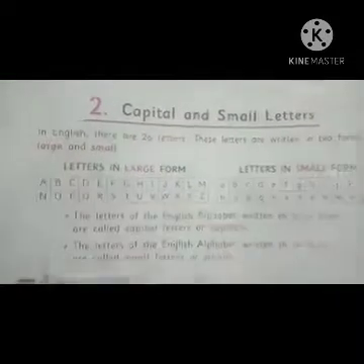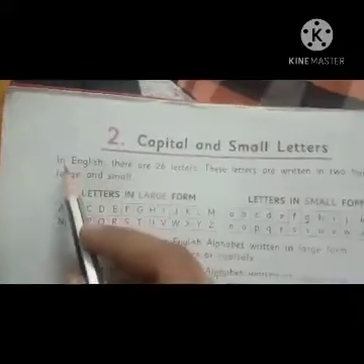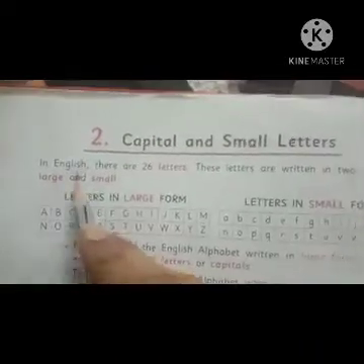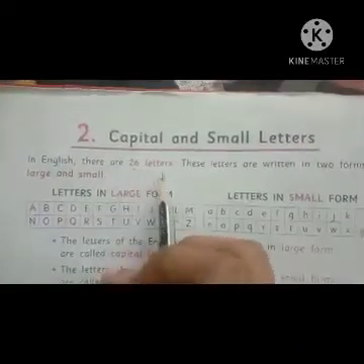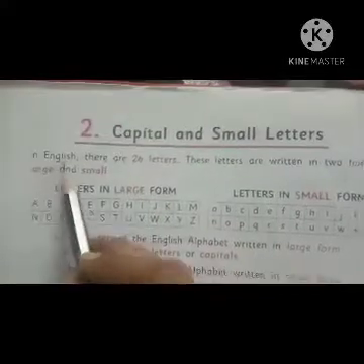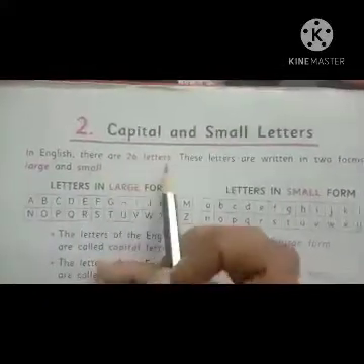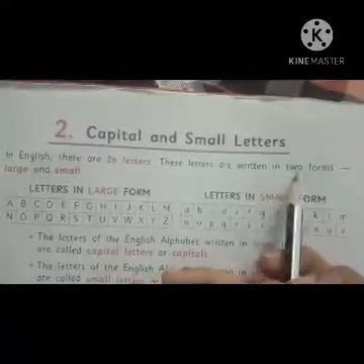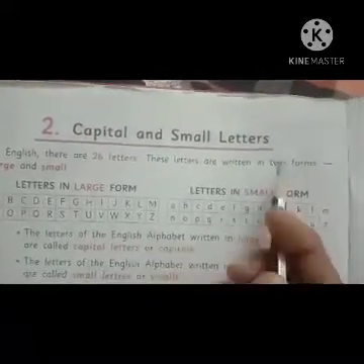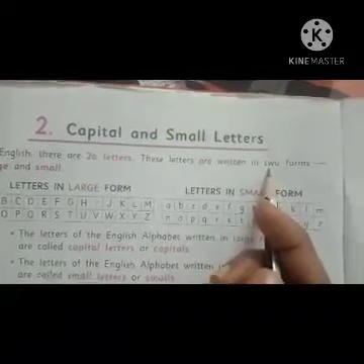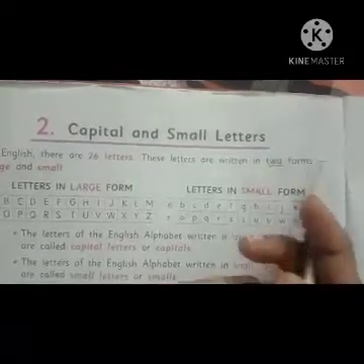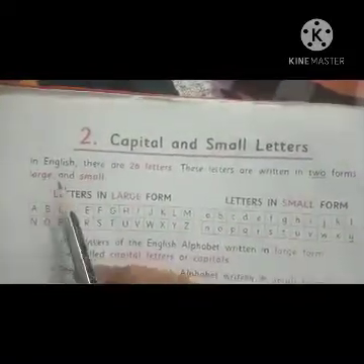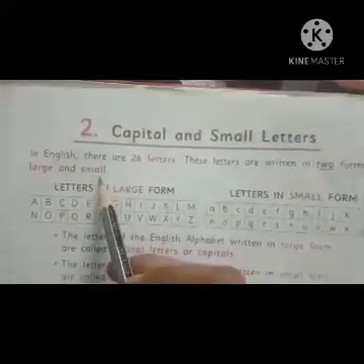Children, open your textbooks, page number 6. Open your General English textbooks, page number 6. In English, there are 26 letters. These letters are written in two forms. How many forms are there? Yes, two forms. One is large and the second one is small.